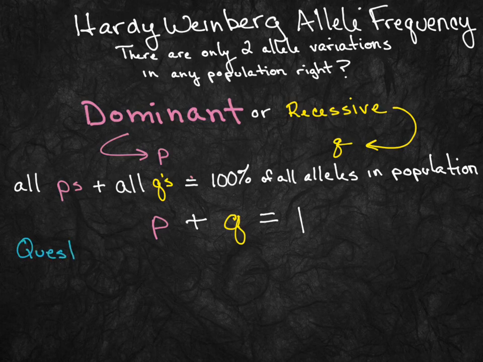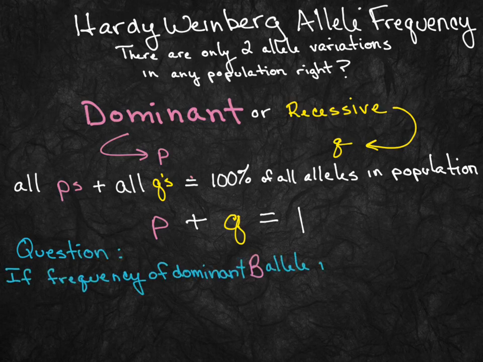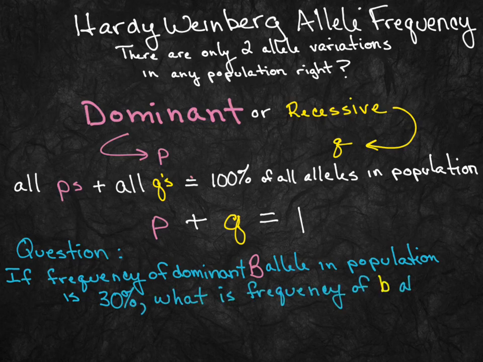Okay, so here's a question. Let's say you get a question that says the frequency of the dominant B allele in a population is 30%. What is the frequency of the recessive B allele, that little b, right? Now we have this equation, P plus Q equals 1. So we're going to try to use that to solve this question.